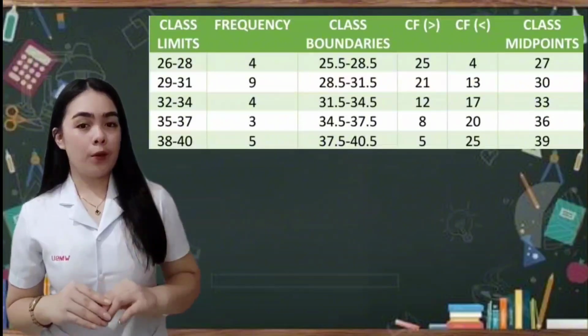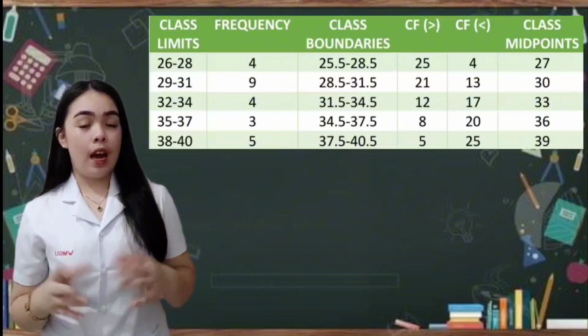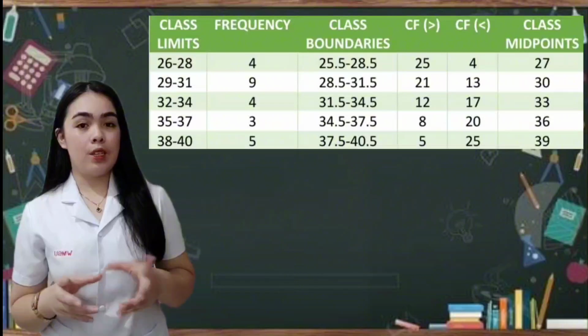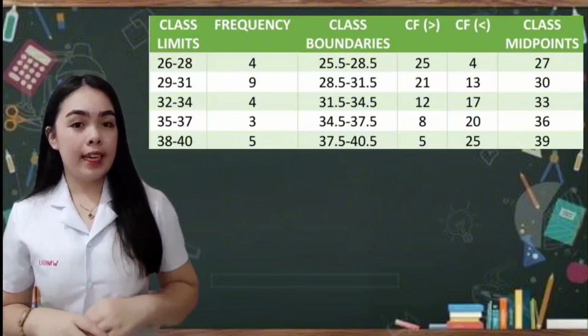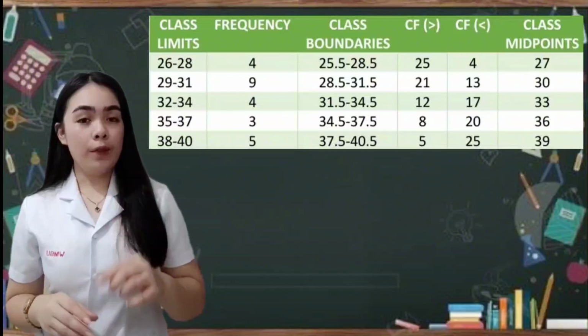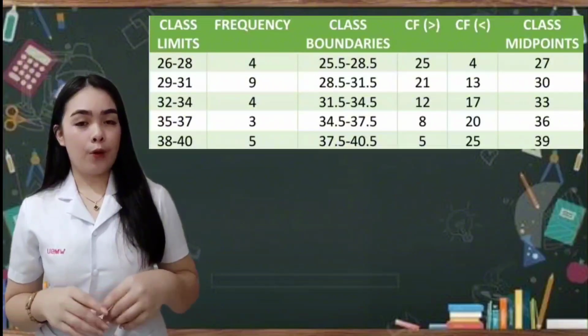So in finding the cumulative frequency, we need to add first our frequency. So based from our data, our total frequency is 25. So in finding the greater than cumulative frequency, we just need to put first 25, and 25 is the total number of our frequency.